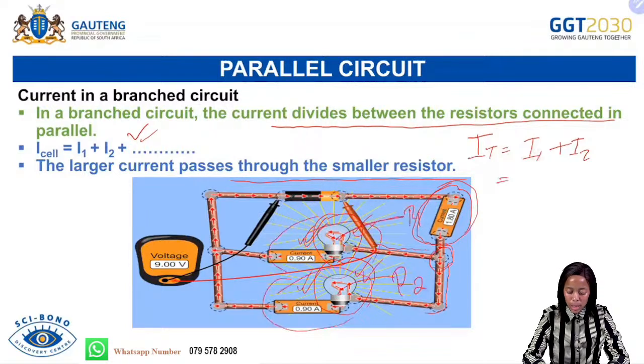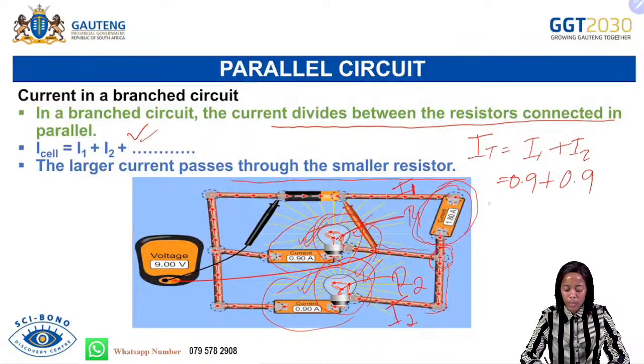For the light bulb at the top, we can call it our I1, and the light bulb at the bottom, we can call it our I2. For the light bulb at the top, we have a reading of 0.9, and for the light bulb at the bottom, we have another reading of 0.9. Therefore, the total current would be 1.80 ampere.